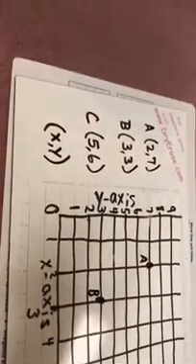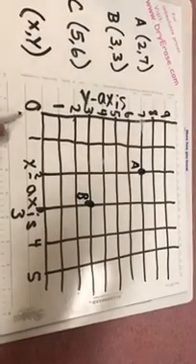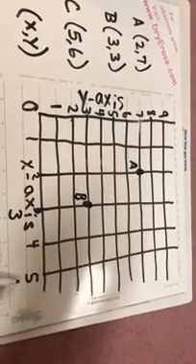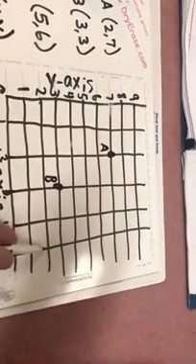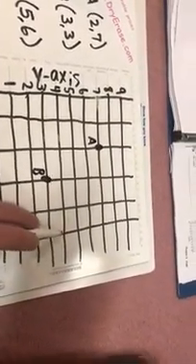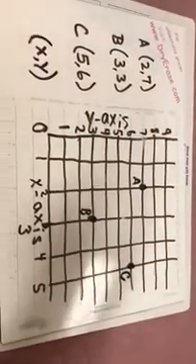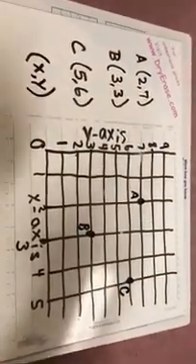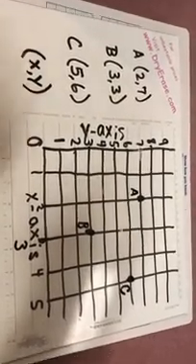The last one is C. C is at (5, 6). So once again, going to my x-axis, there's 5, and then I'm going to count up 1, 2, 3, 4, 5, 6. And I'm going to put my dot there. That's going to be point C. And that is how you plot. When you don't have the points already on there, you know the ordered pairs. That is how you plot the points.